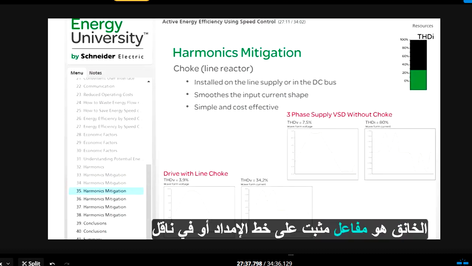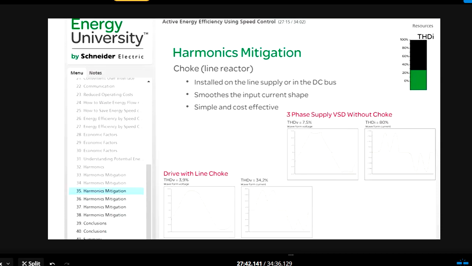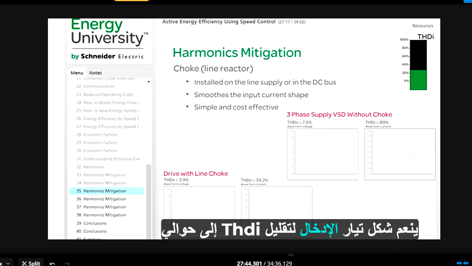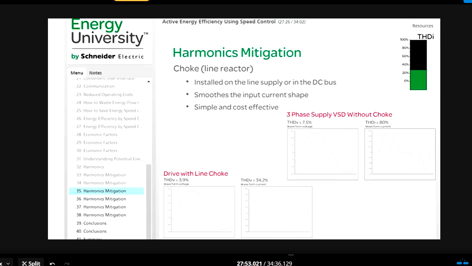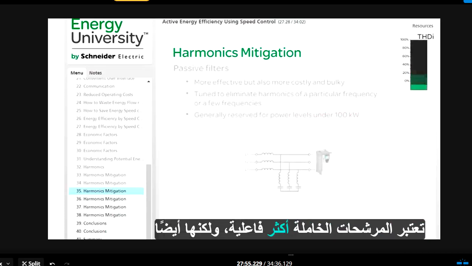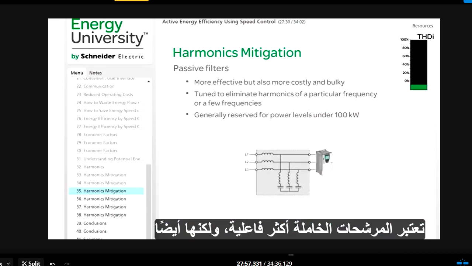A choke is a reactor installed on the line supply or in the DC bus. It smooths the shape of the input current to reduce THDI to about 40%. It is a popular option because of its simplicity and cost-effectiveness. Passive filters are more effective, but also more costly and bulky.